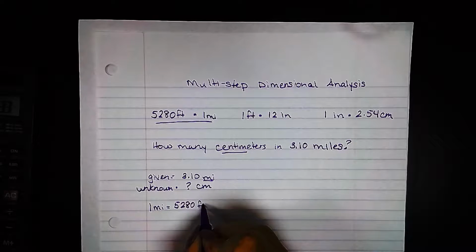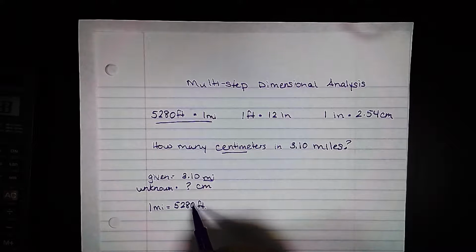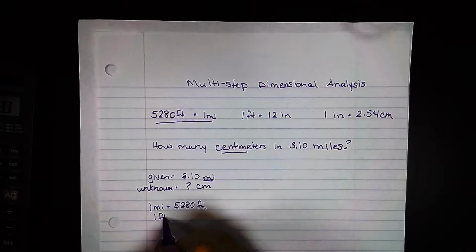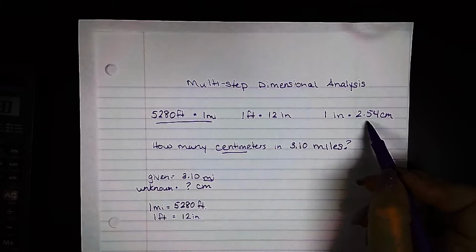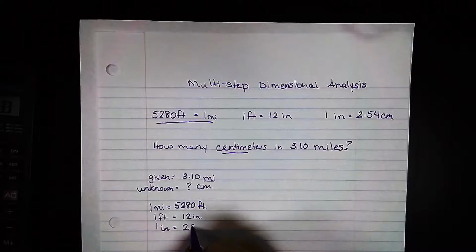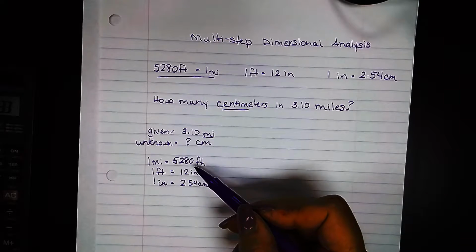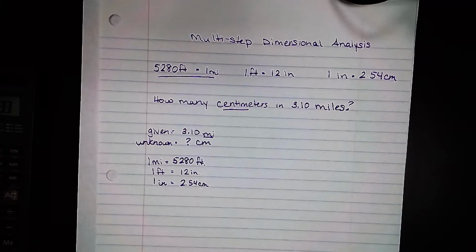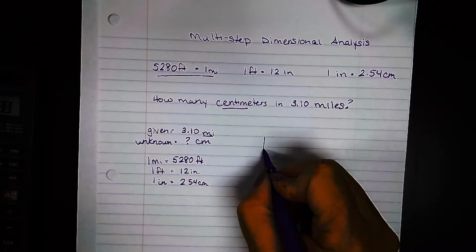5,280 feet. Okay? We need to get to centimeters. So now we need something with feet in it, so we can use 1 foot is equal to 12 inches. That still doesn't get us to our unknown of centimeters, so finally we can say that 1 inch is equal to 2.54 centimeters. So this is kind of our path to get from miles to centimeters. All right? Since we have 3 equality statements, we are going to need a 3-step conversion or a 3-step truth table. So let's look at what that looks like.